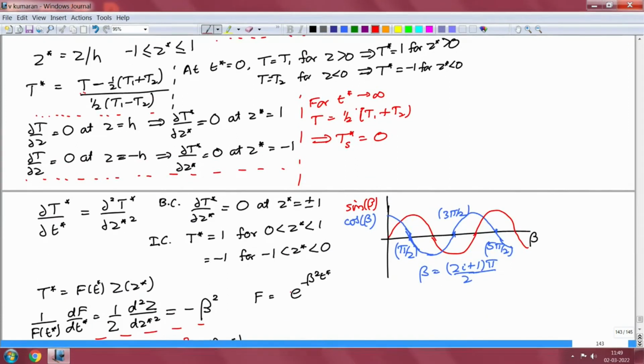And the initial condition was a discontinuous condition, that is, T star is equal to plus 1 for z greater than 0 and is equal to minus 1 for z less than 0. That was the initial condition.